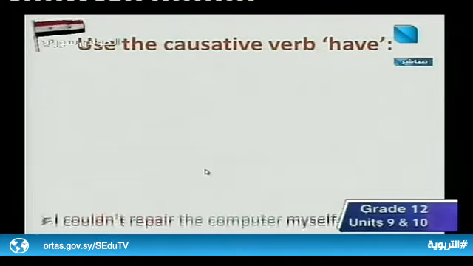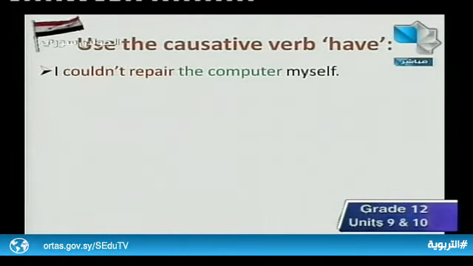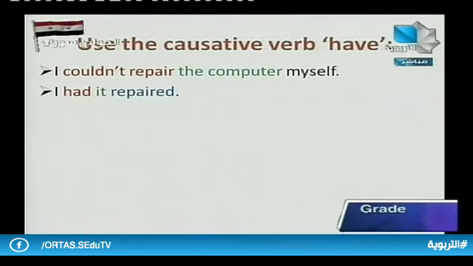We have some more examples, to make things clear. Now, I couldn't repair the computer myself. I couldn't repair. Now, this is past. Again, we need to focus on two things. First of all, if the main sentence is negative, the causative verb should be positive. If the main sentence is positive, the opposite. So negative, positive, positive, negative. Again, we have three parts: the subject, the object, and the past participle. Let's work on this one.